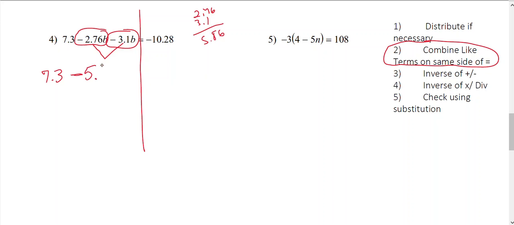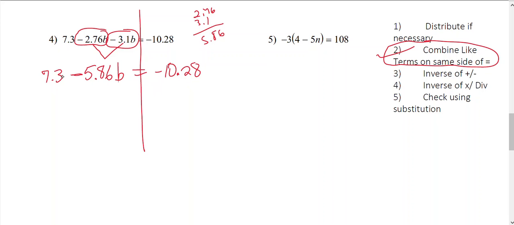So minus 5.86b equals negative 10.28. So we've done the combined like terms there. Now we're going to move on and do inverse of addition and subtraction.